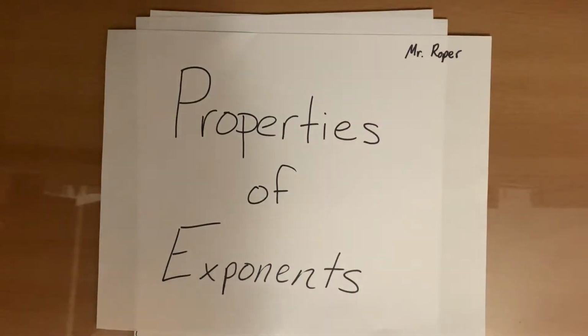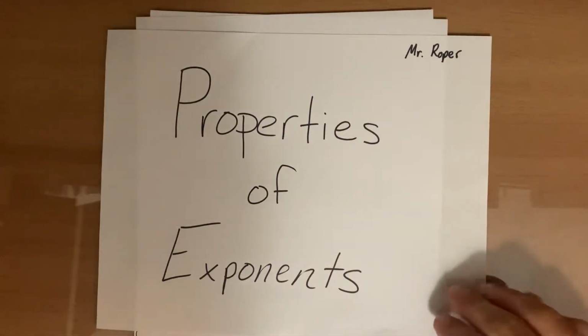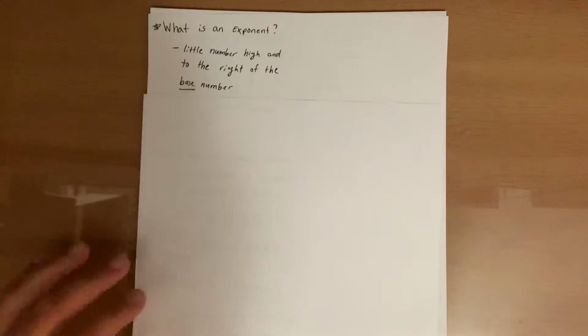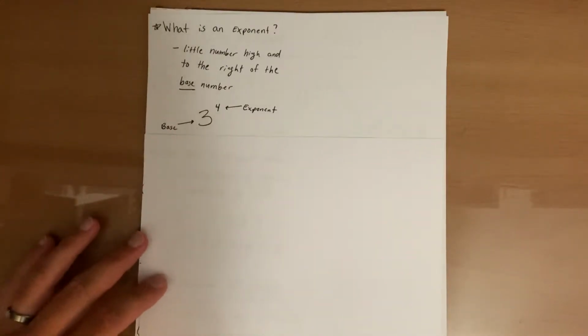In this video, we're going to talk about the properties of exponents. It might also be referred to as exponent rules or laws of exponents. So just to get started here, what is an exponent? An exponent is a little number high and to the right of the base number.